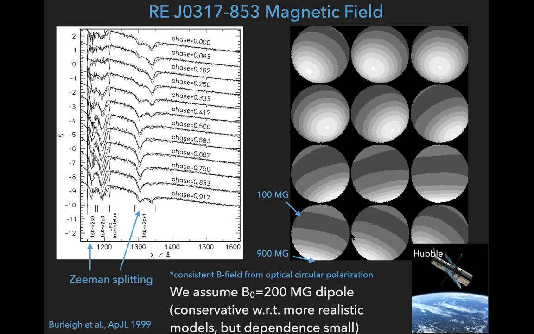There's another way of measuring the magnetic fields, which is completely independent, by using optical data and looking at circular polarization. And they agree quite precisely on the strength of the magnetic field. So in our analysis, we are averaging over many rotation periods, and we simply assume a dipole of 200 megagauss strength. This turns out to be conservative with respect to more realistic models, but the dependence on B is very small for the reasons that I told you about previously.